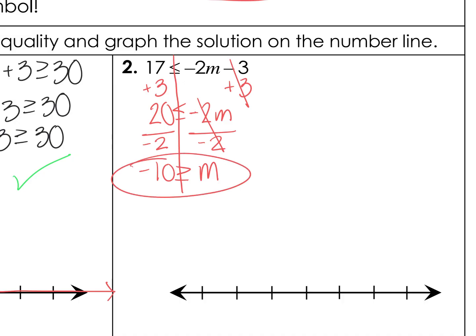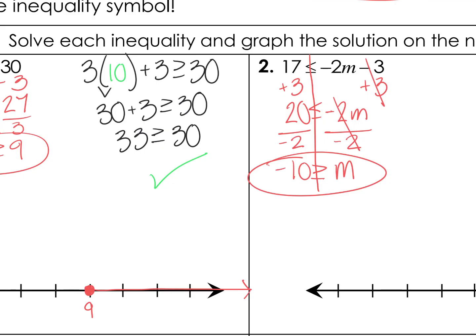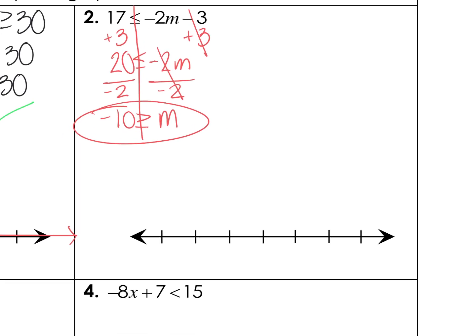You can check your answer the same way that we did on number 1. And then we would go ahead and plot it on that number line. So I need to make a point at negative 10. Check your inequality to figure out your point. It is negative 10 greater than or equal to, that or equal to tells me that I need to fill in my circle. That m can actually equal negative 10.